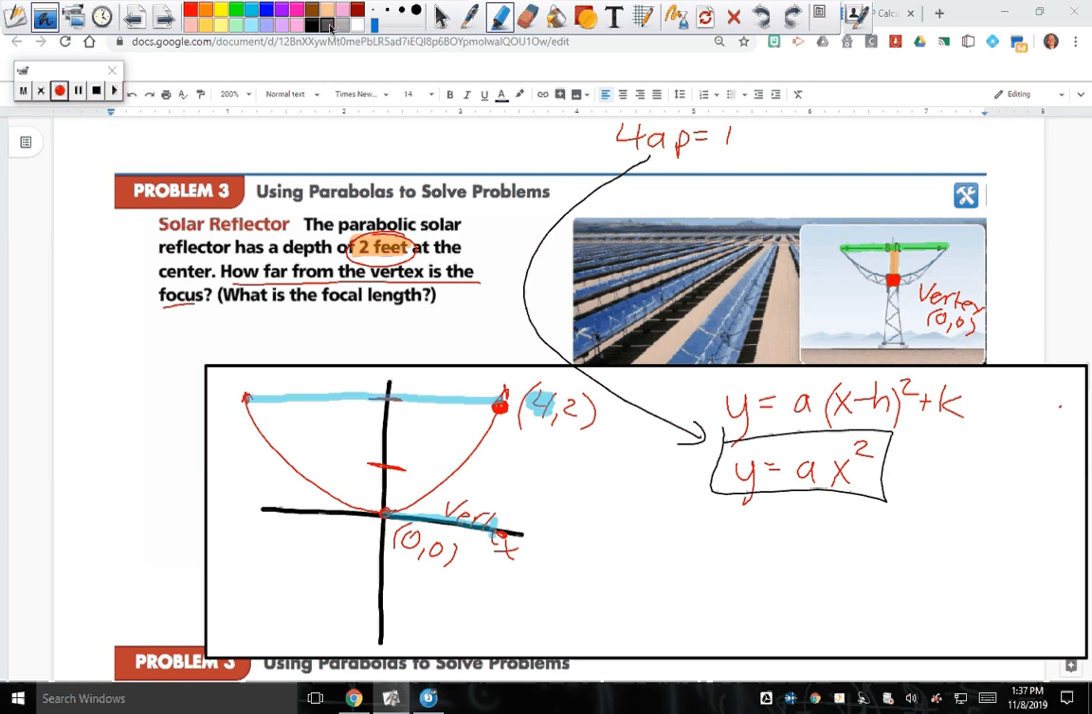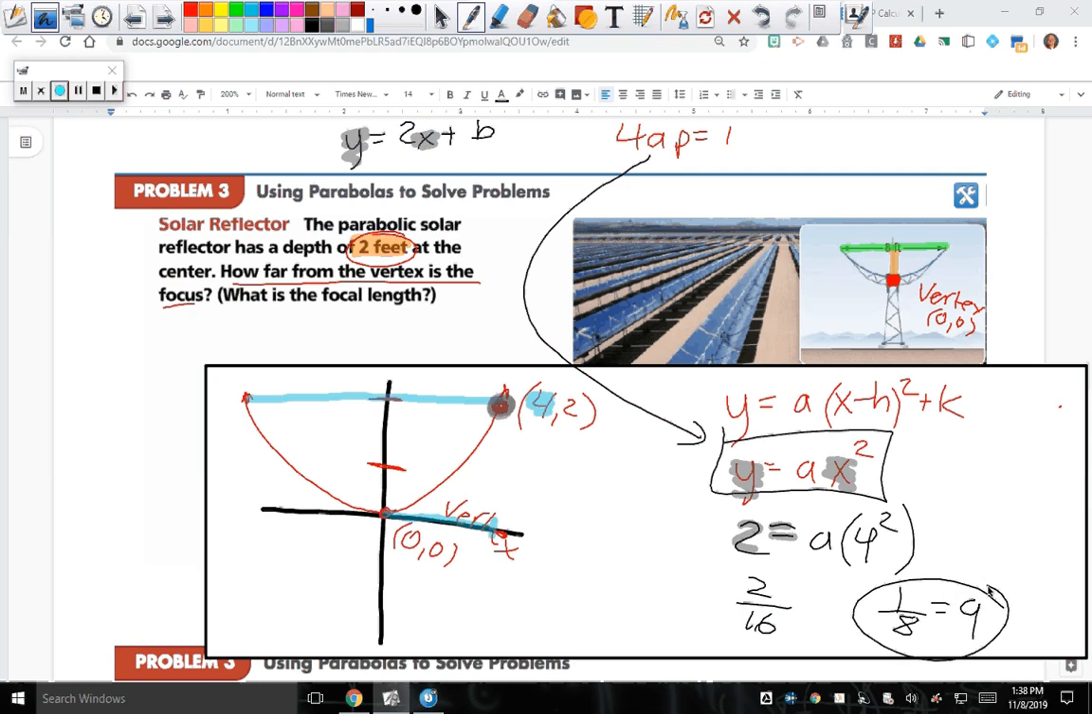So when I have a point, these are the hard ones that I was saying at the very beginning when I highlighted it on the video. When I have a point on the parabola, I can use that point to find a. Just like you used to use a point when you knew the slope but you didn't know the y-intercept. If you had an x and a y, you could find the y-intercept on the line back in Algebra 1. So we're doing that right now. We'll put 2 equals a times 4 squared, which is 16. So 2 divided by 16, which is 1/8, is a. So if a is 1/8, our equation is 1/8 x squared.